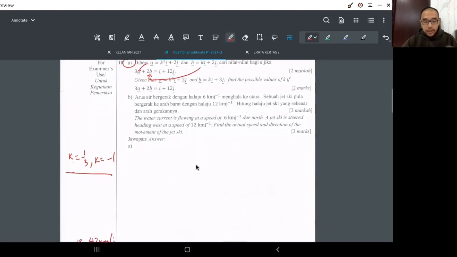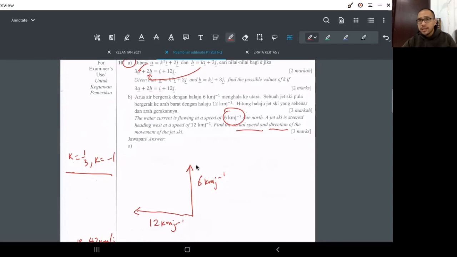Okay, so the water current is flowing at the speed of 6 kilometers per hour, due north. So the water current is going northwards with 6 kilometers per hour. Now, a jet ski is heading west. West is Barat. Barat is to the left. So this is how he would go at 12 kilometers per hour. Now the question is, find the actual speed and direction of the movement of the jet ski.